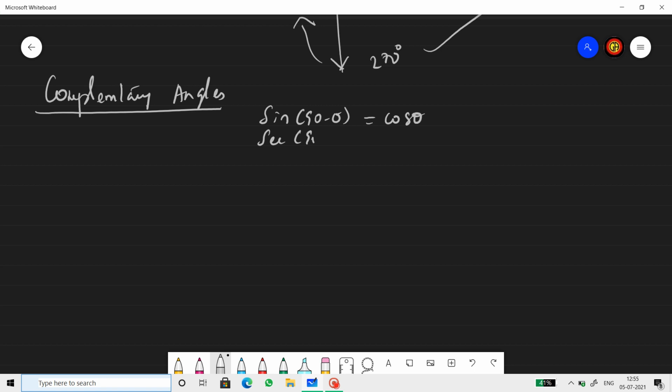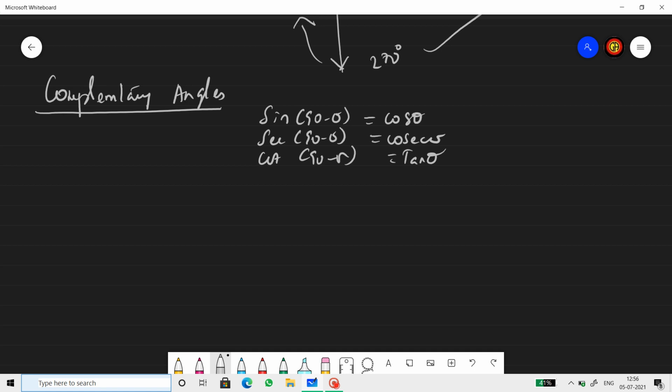Sec 90 minus theta is cosec theta, vice versa. Cot 90 minus theta is tan theta, isn't it? So using this, sine will convert to cos, cosec will convert to sec, or sec will convert to cosec, cot to tan, if the angles are in the complementary form.